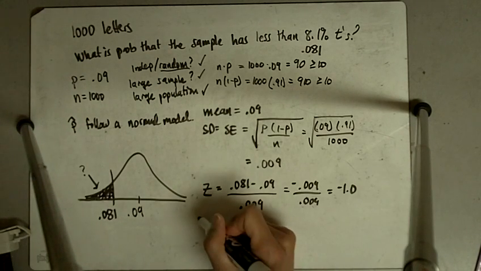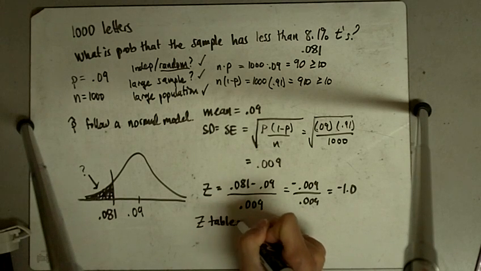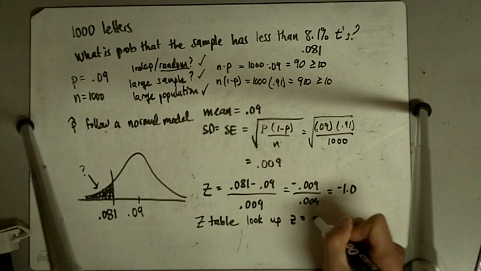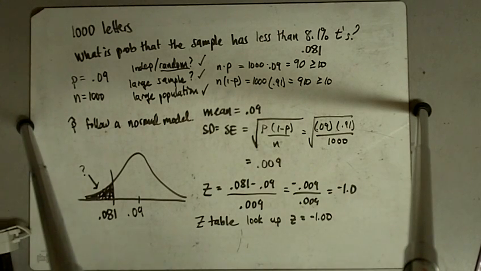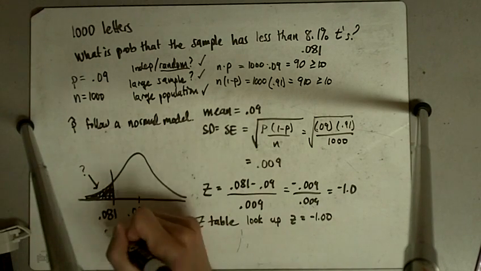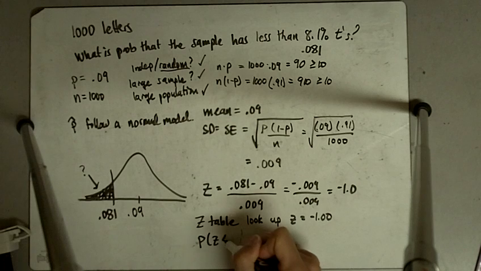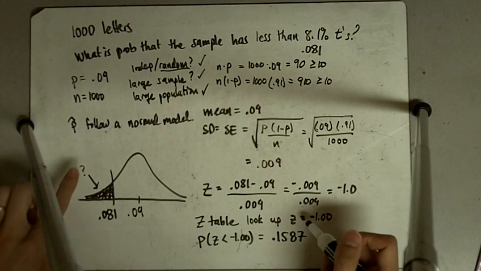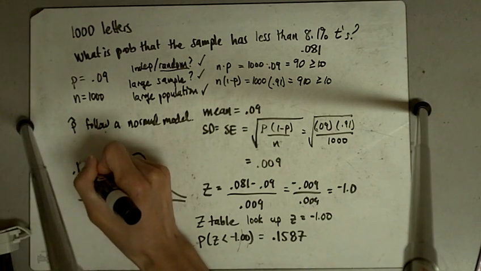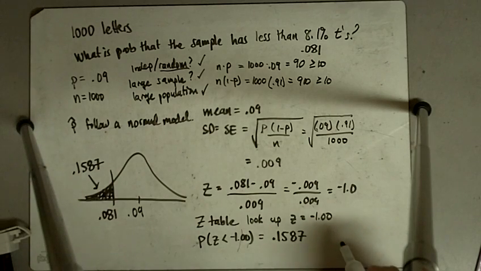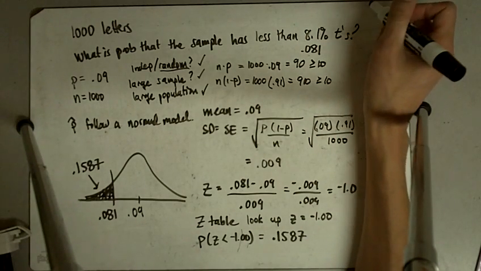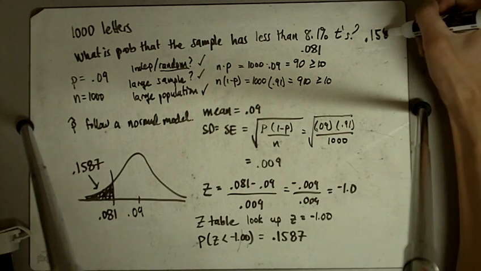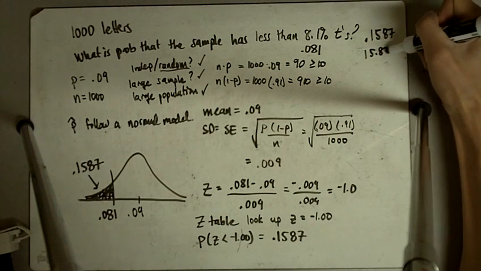And I have to go to the z table in the back of the book, and I look up z equals negative 1.00, and when I do that, it tells me that the area to the left is 0.1587. Alright, and so my answer here is 0.1587. What's the probability that the sample has 8.1% T's or less than that? 0.1587, or 15.87%, however you want to write it.